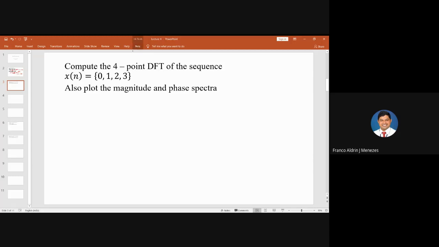They have given here: compute the 4-point DFT of the sequence. So they have mentioned to obtain the 4-point DFT, and the sequence is given as x of n is equal to 0, 1, 2, and 3. They have also asked us to plot the magnitude and the phase spectra. So we have to plot the magnitude of x of k and the angle of x of k. Phase is nothing but the angle that we are going to obtain. Have you noted this down?